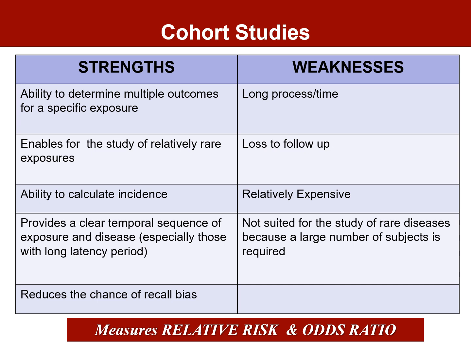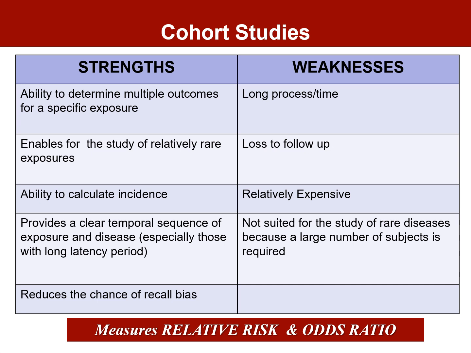For cohort studies, because of your ability to determine or measure new cases, you can actually estimate the incidence, either the incidence rate or the cumulative incidence. With cohort studies, you're also able to provide a clear temporal sequence of exposure and disease, which is what makes it more likely for you to establish a causal relationship with a longitudinal study design, like the cohort and the experimental study design, as opposed to the descriptive ones, where you are not able to do that.